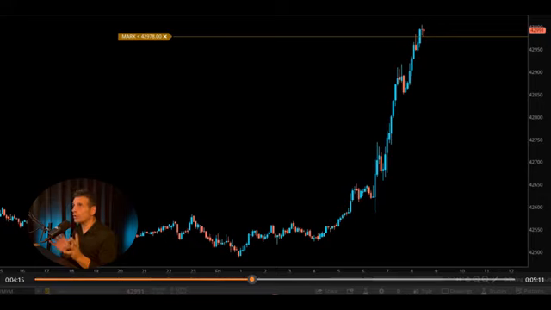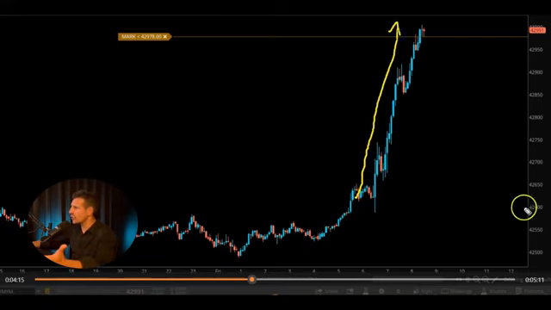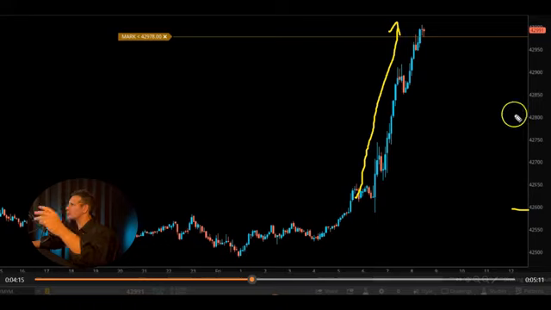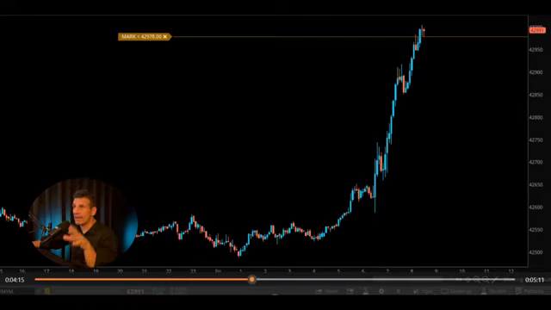So here's a chart of the YM, the MYM, the Dow Jones, whichever one you want to call it. And first of all, we want to take a look at the path. How did we get here? We see huge emotional buying, monstrous moves straight up from 42,600 all the way to 42,009. Just a monstrous move. If you happen to catch that long, good for you.